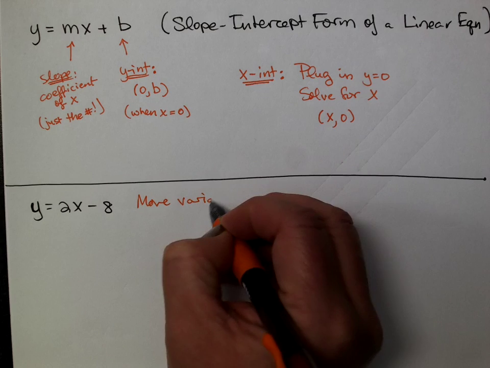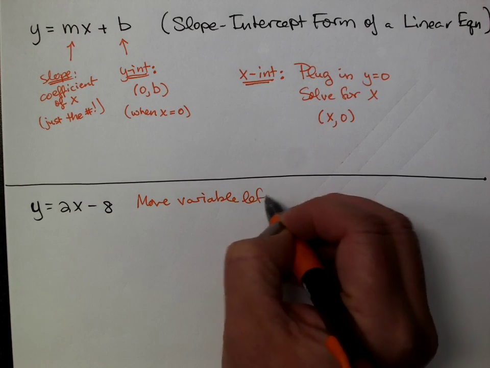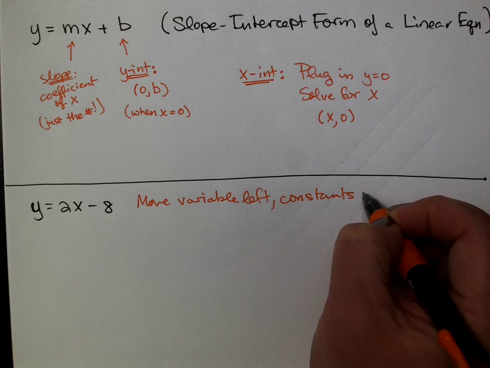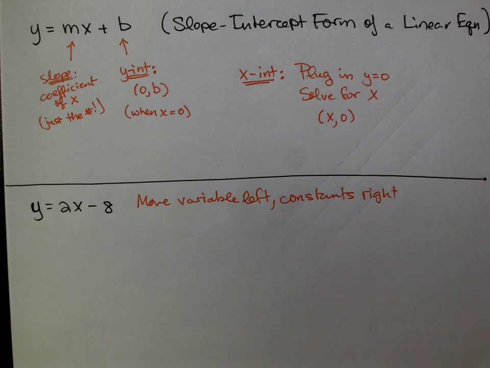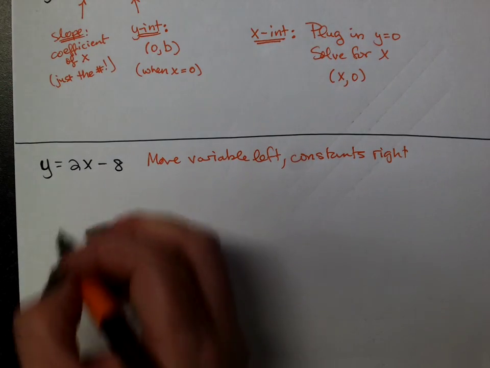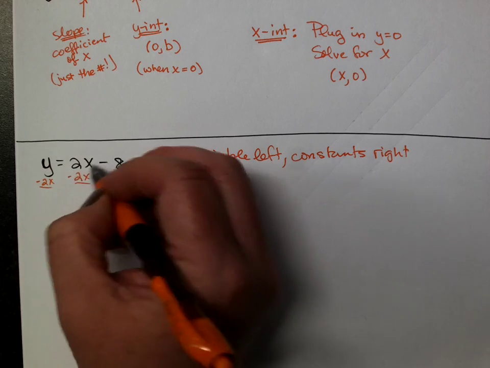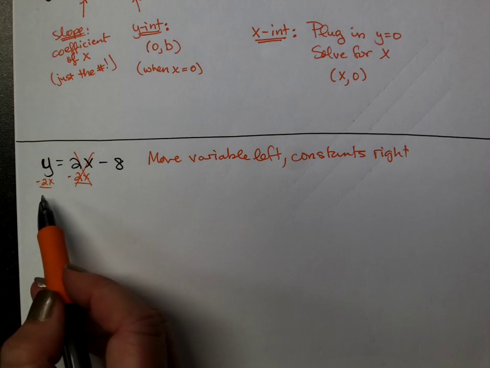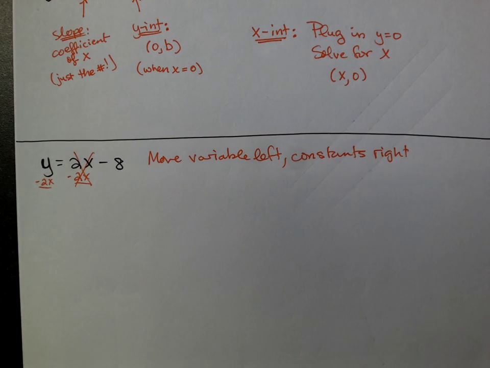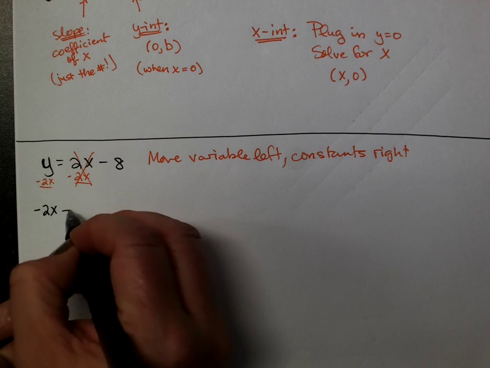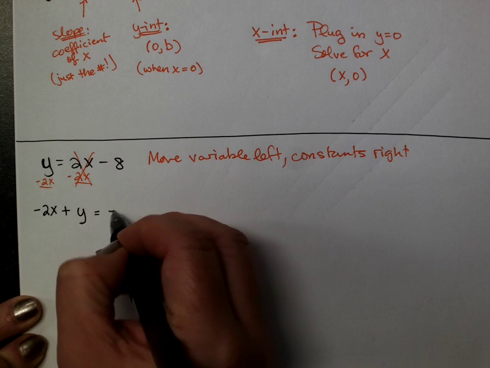Move variables left and constants to the right. Okay. Depending on what you're starting with, you may have to do more movement or not very much. In this case, I'm just going to have to do minus 2x on both sides. It cancels it out there. These are unlike terms, so they can't be smushed together, but just make sure and put them in alphabetical order. And mind their signs. This is a negative 2x plus y equals negative 8.